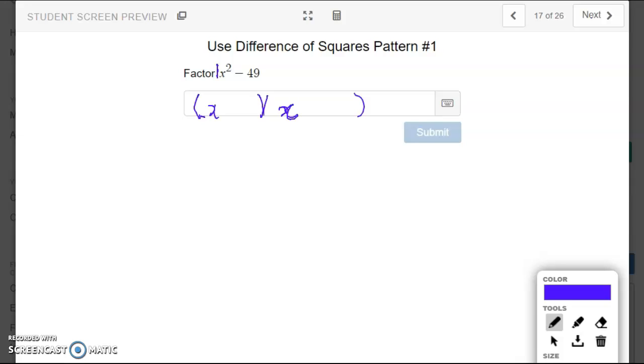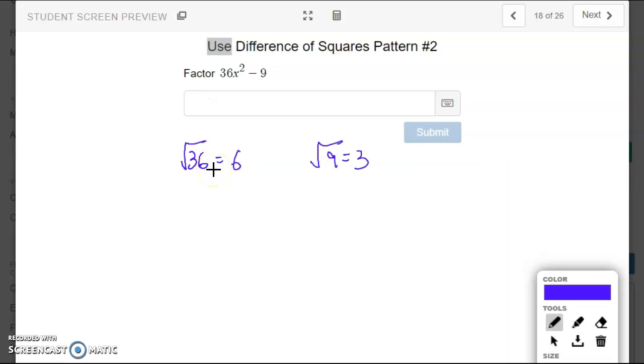And then for the last two numbers of the binomials, the square root of 49 is 7. And 7, one's going to be positive, one's going to be negative. So it's x plus 7, x minus 7. Card number 18, 36x squared. What is the square root of 36?